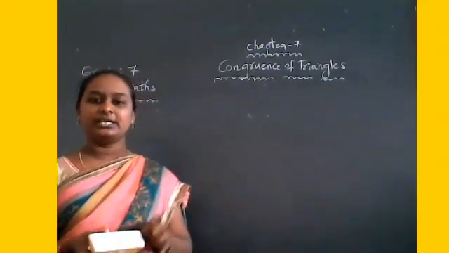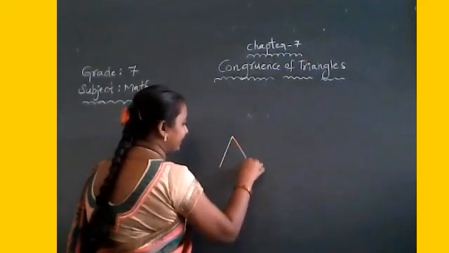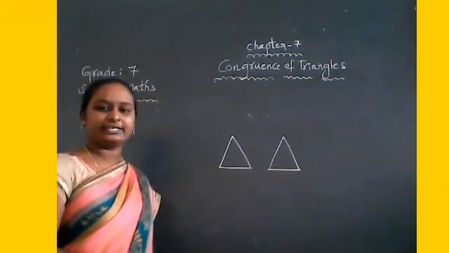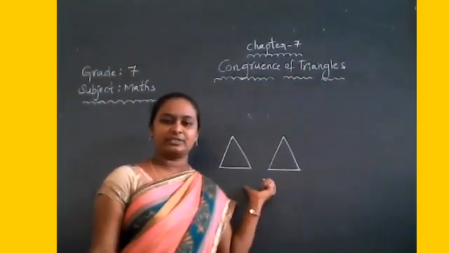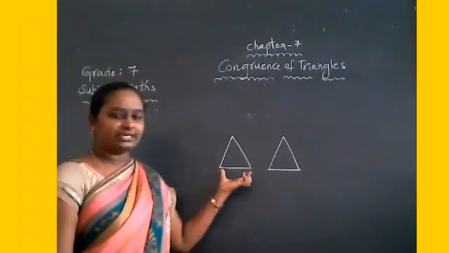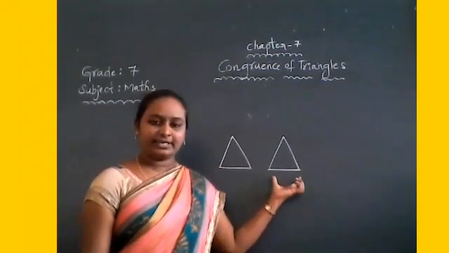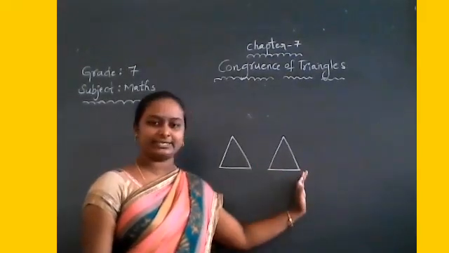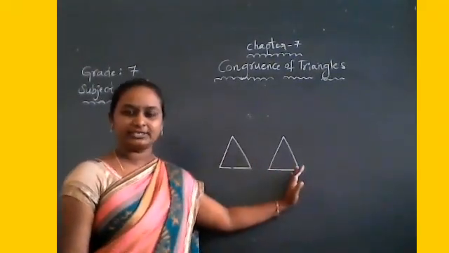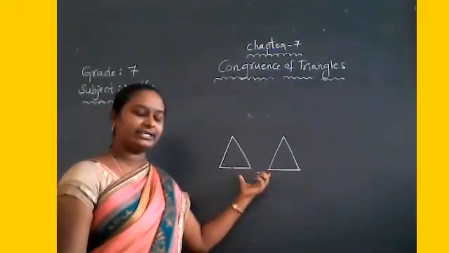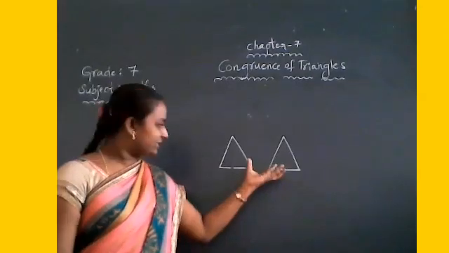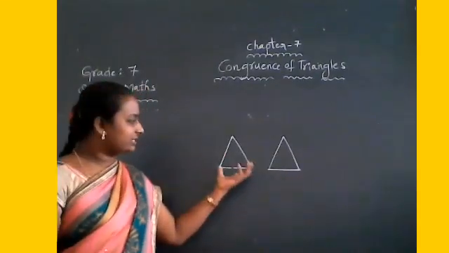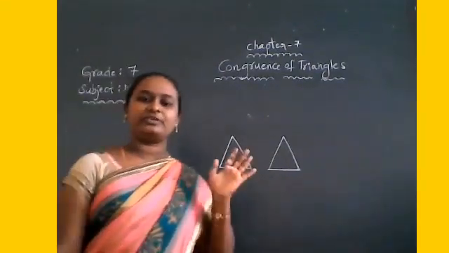Congruence means, suppose you take one triangle, and I draw the same triangle here. Is there any difference between the two triangles? No. Why? Because the triangles have exactly the same length and same shape. It is exactly a duplicate. One is the original and the other is the duplicate of the triangle. So the two triangles have the same shape and the same length. Such triangles are called congruent triangles.